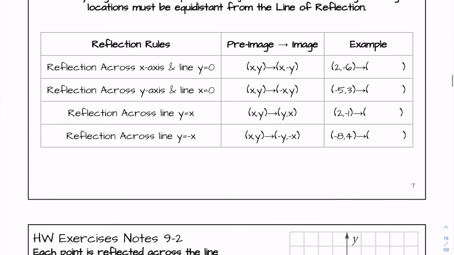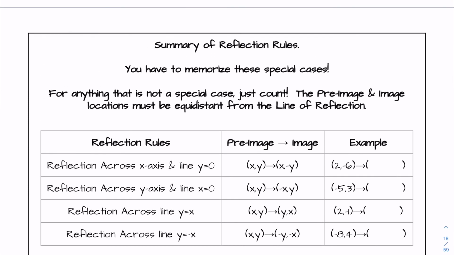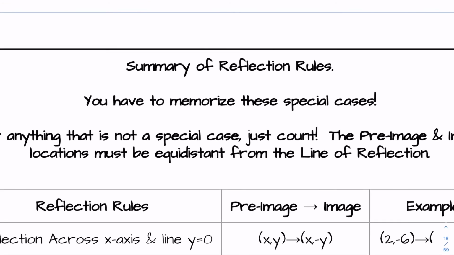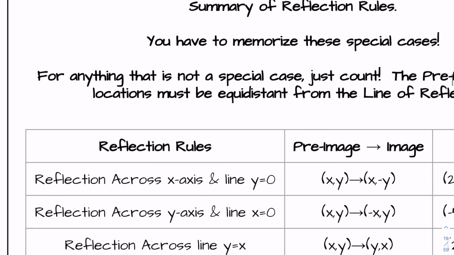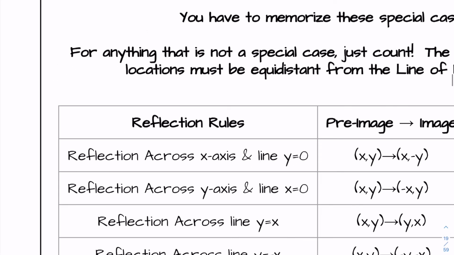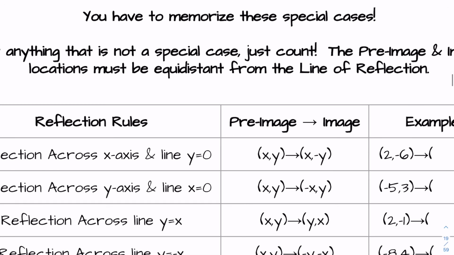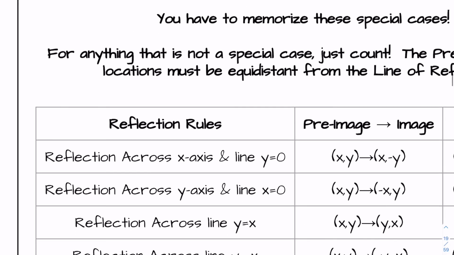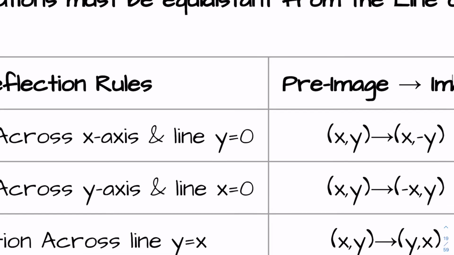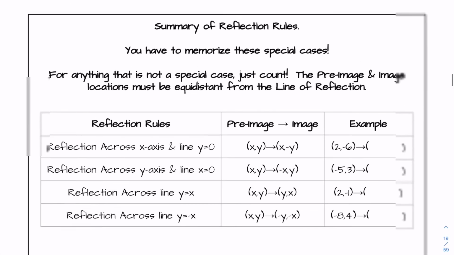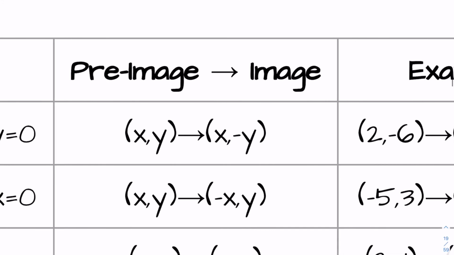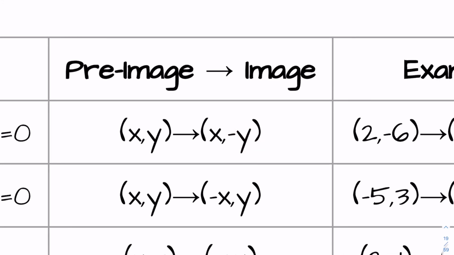And that brings us to our last slide, which is the summary of our reflection rules. So you have to memorize them because they're special cases, but only a couple of them. For anything that is not a special case, just count, like we did. The preimage and image locations must be equidistant from the line of reflection. So here we have reflection across the x-axis and the line y equals 0. They're the same thing. What happens? Well, when I flip across the x-axis, we notice that our x's stay the same, and only the y's become opposite. Okay? So let's put a little note here.